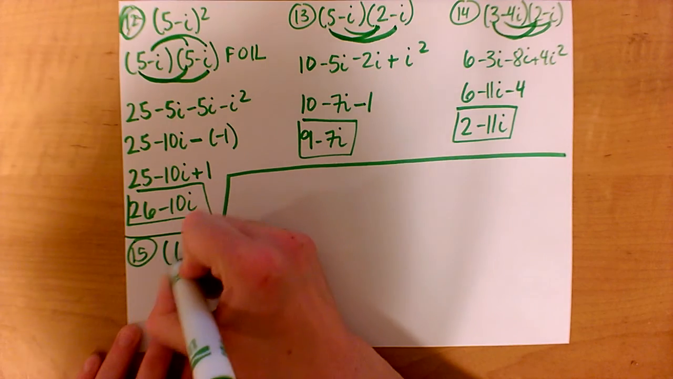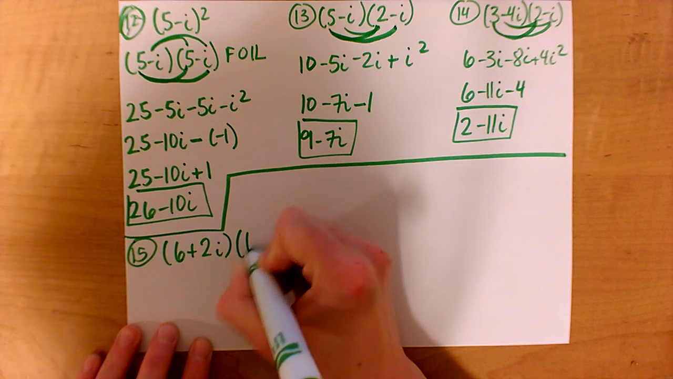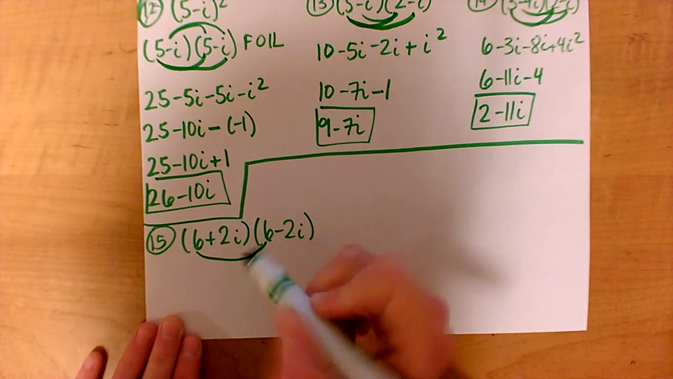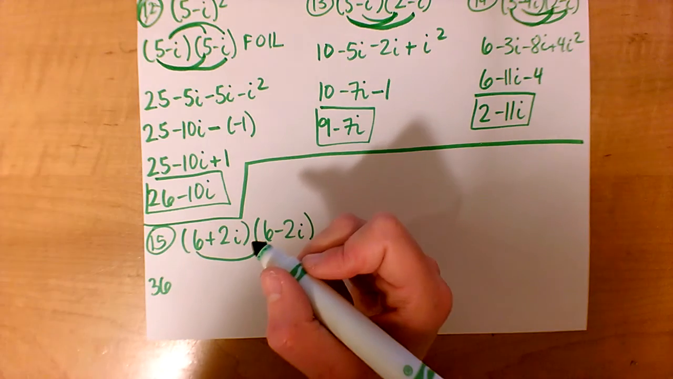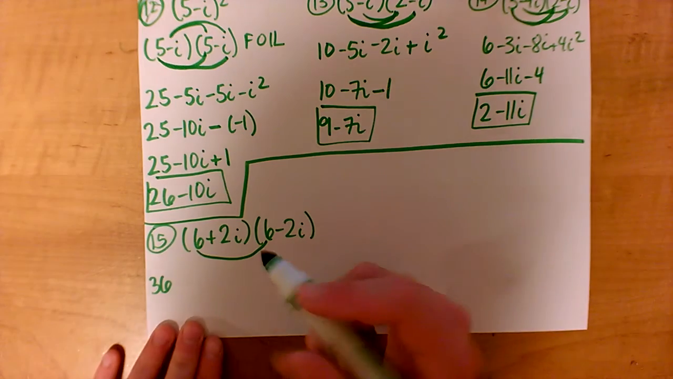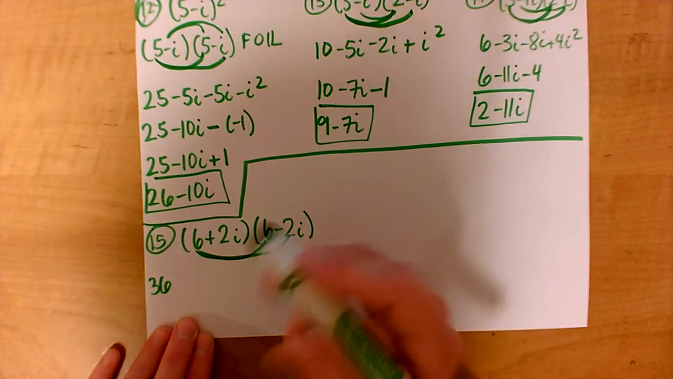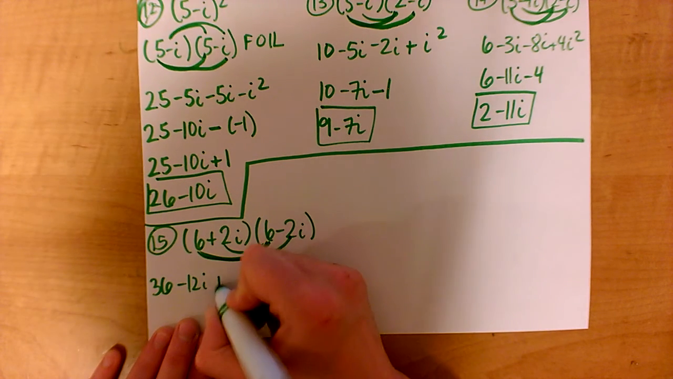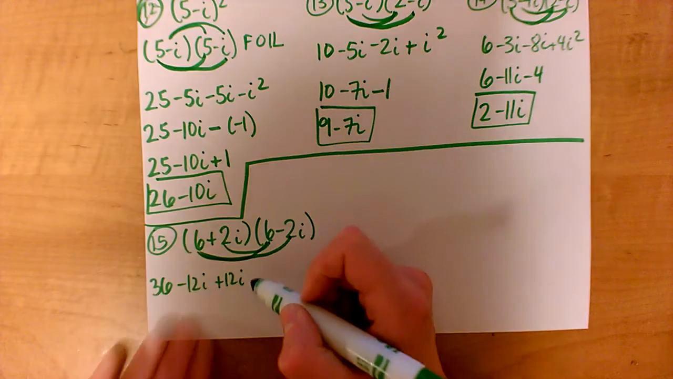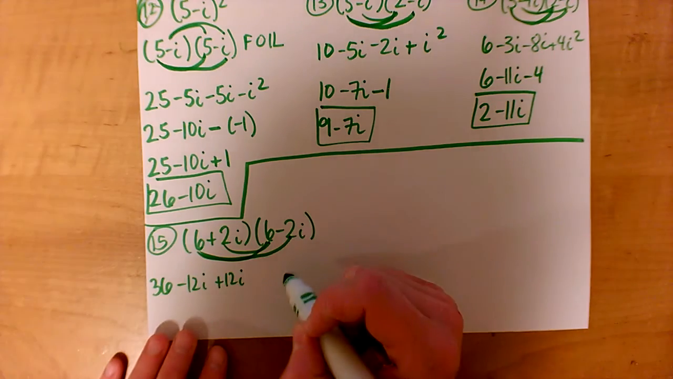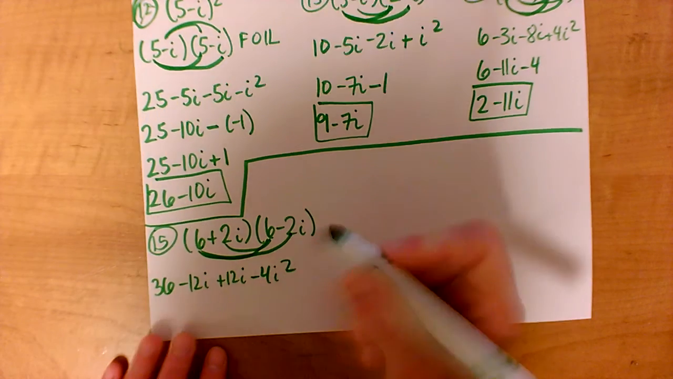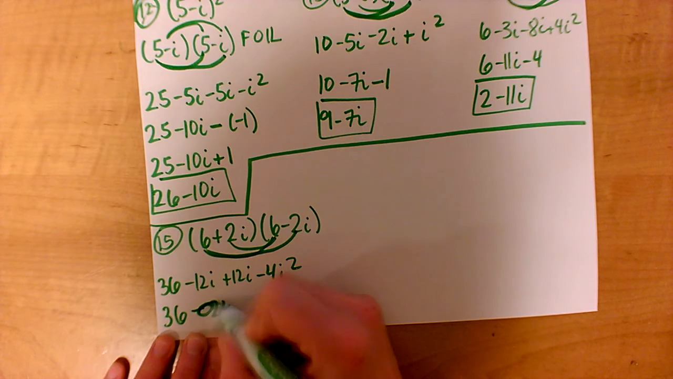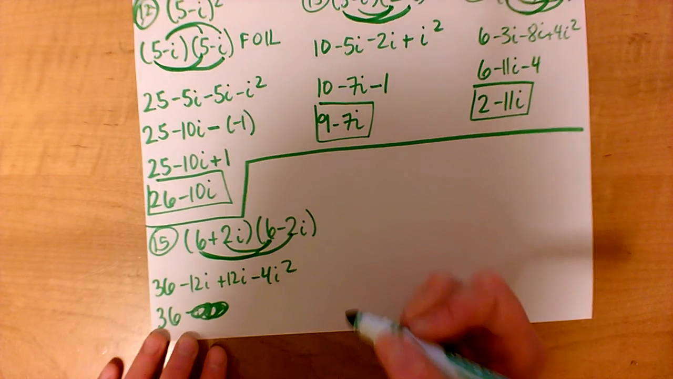So for 15, I have 6 plus 2I times 6 minus 2I, okay? So 6 times 6 is 36. And then my outers, that's going to be 6 times negative 2I, so negative 12I. My inners, 6 times 2I is plus 12I. And then my last, 2I times negative 2I, that'll be negative 4I squared. So negative 12I plus 12I, that cancels out.